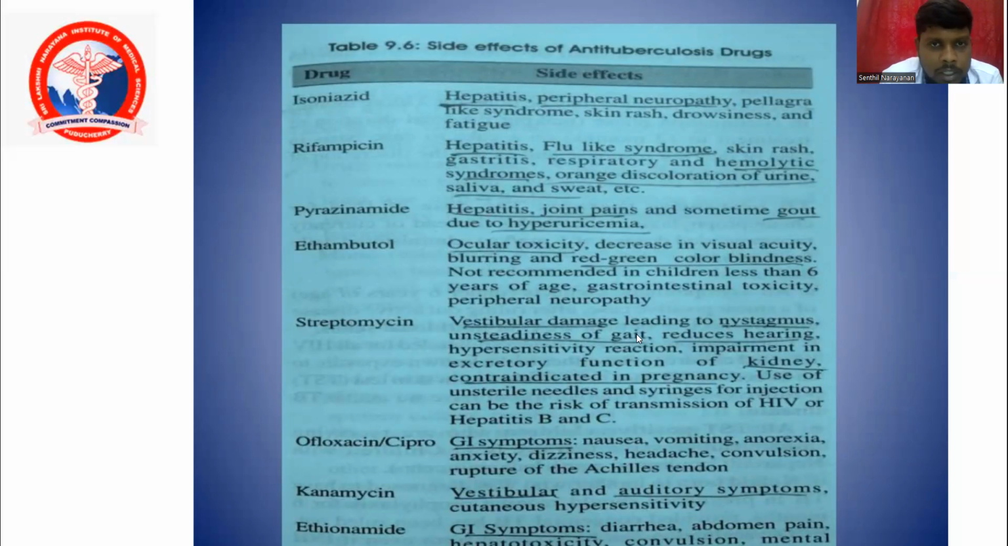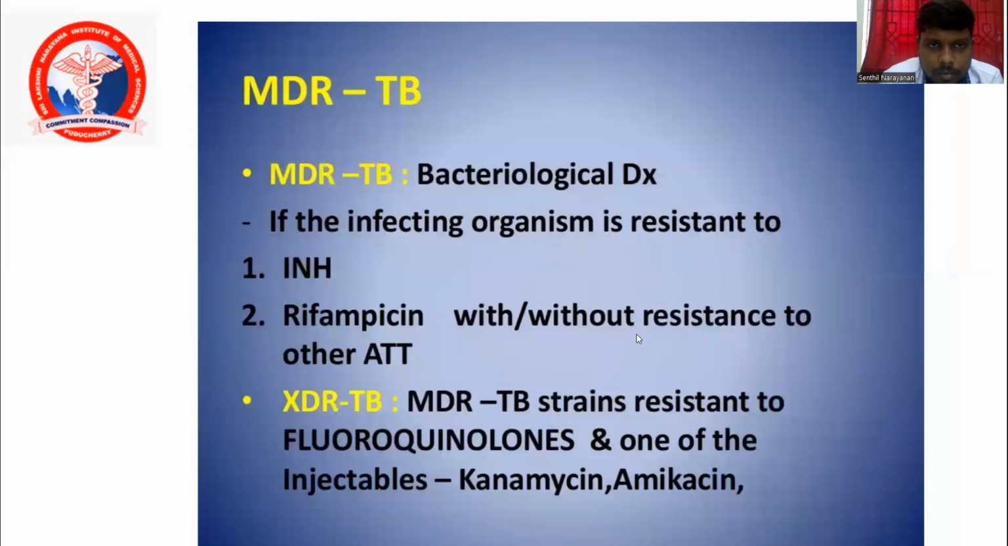So the important side effects: isoniazid, hepatitis and peripheral neuropathy. Rifampicin, hepatitis and orange discoloration of urine. Pyrazinamide, in orthopedics, causes gouty arthritis, hepatitis, joint pain, hyperuricemia, and ethambutol causes ocular toxicity.